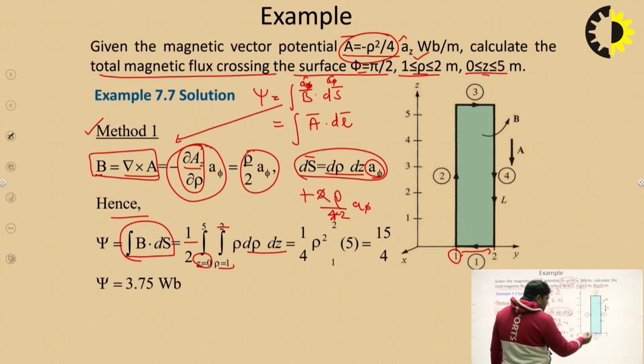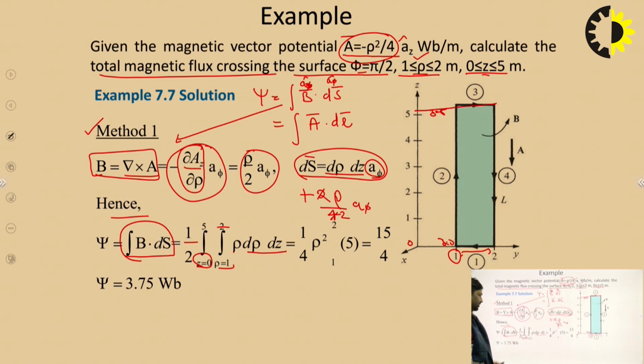In this question you see that this is the 0 point, so the height is in the z direction. So z is equal to 0 plane and z is equal to 5 plane. So the limit of z is 0 to 5, and we calculate the total outward flux, which is equal to 3.75 Weber. So we easily calculate by method 1, psi is equal to the integral of B dot ds, the total magnetic flux, which is equal to 3.75 Weber.